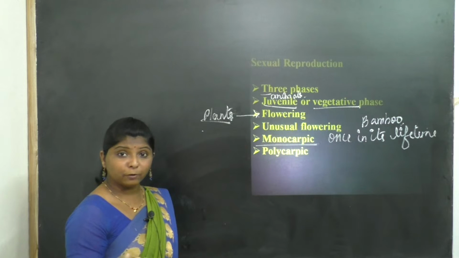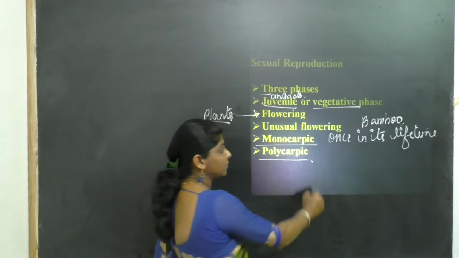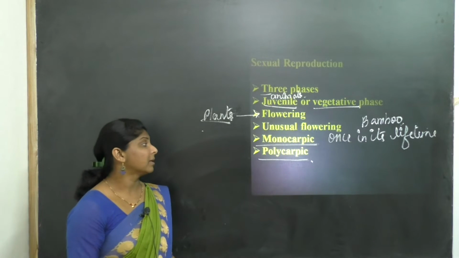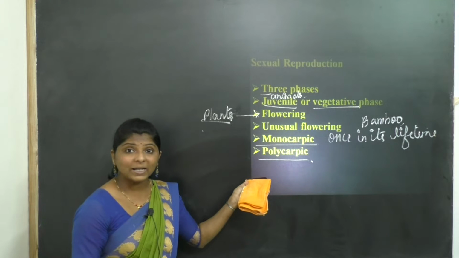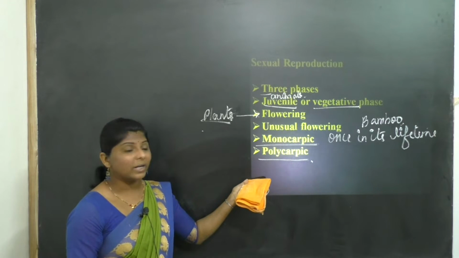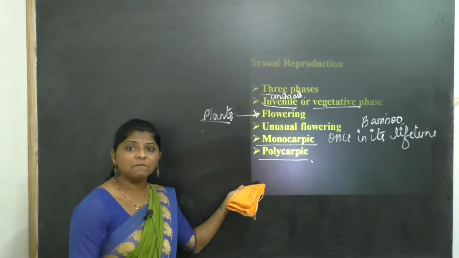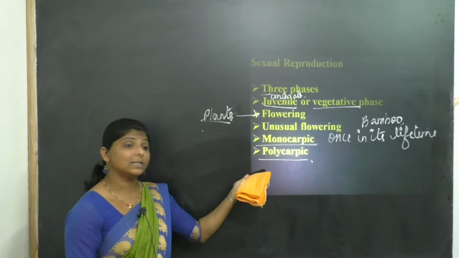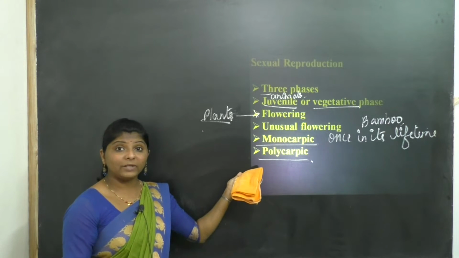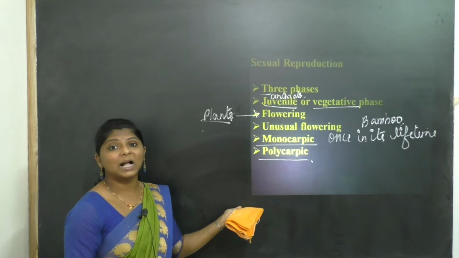There are a few plants which show flowering many times in their life cycle. Such plants are referred to as polycarpic plants. The plants that show flowering many times in their life cycle are called polycarpic. Plants that show flowering only once in their lifetime are called monocarpic.